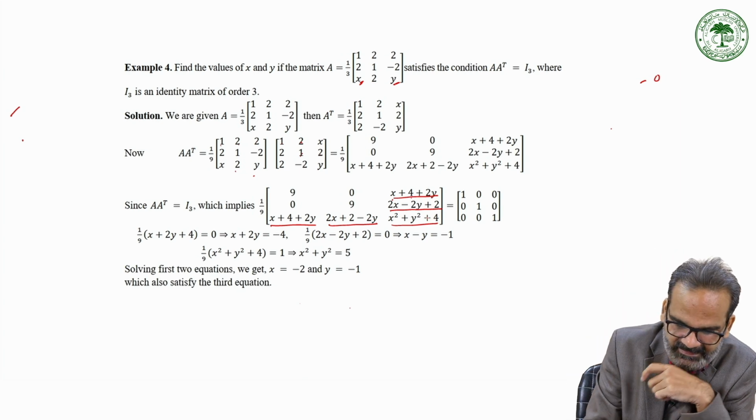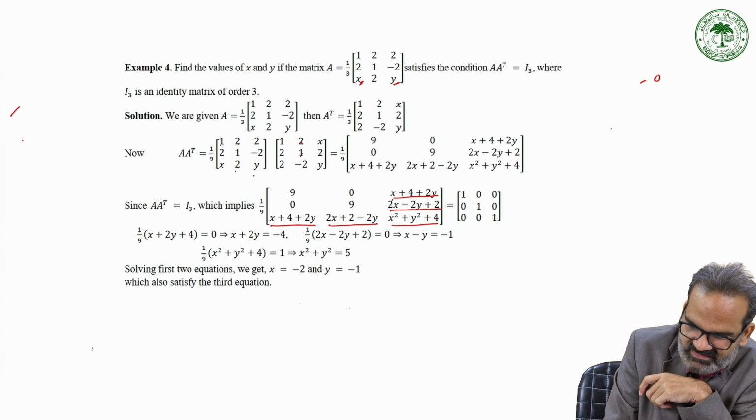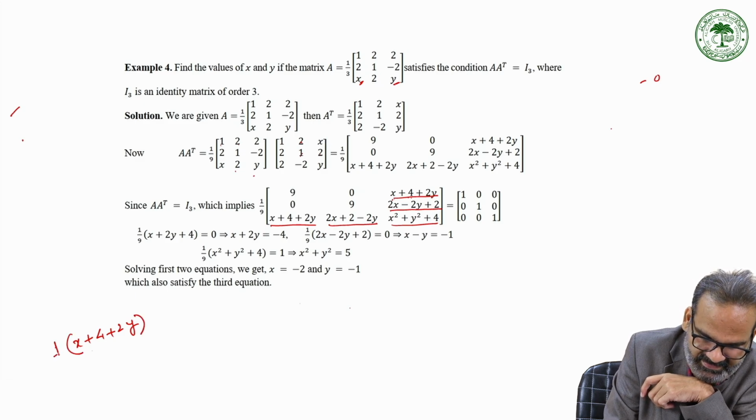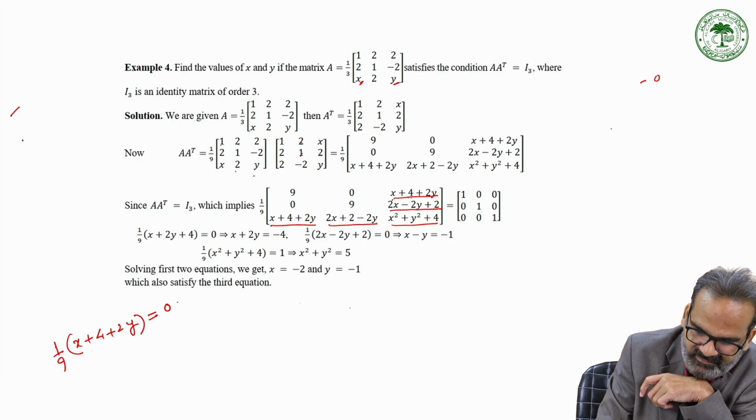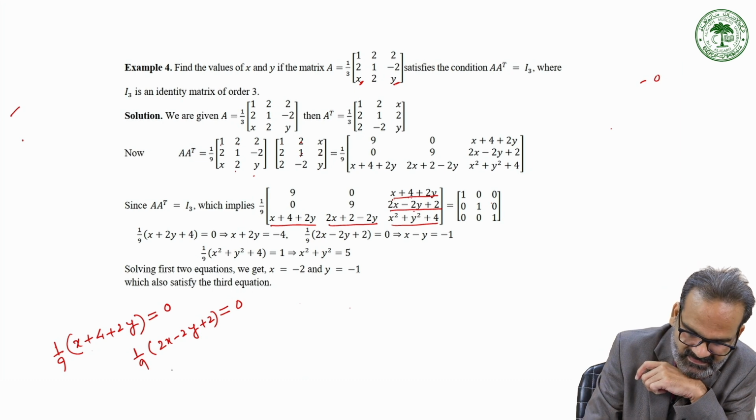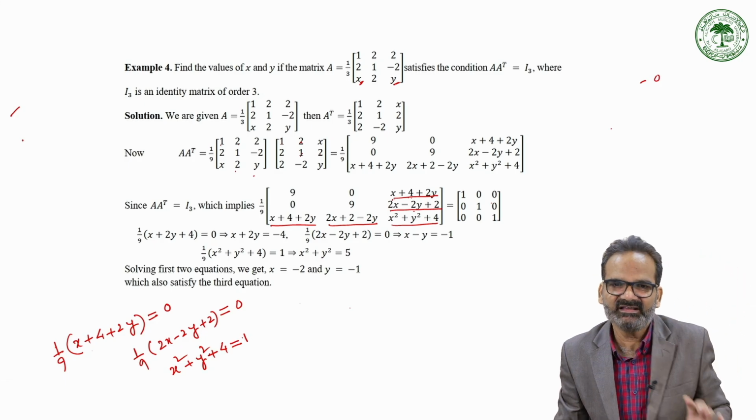So what does it mean? It simply means the first equation is: 1 upon 9 times x plus 4 plus 2y is equal to 0. This is equation number 1. Equation number 2 is 1 upon 9 times twice x minus 2y plus 2, this is also equal to 0. And third is x square plus y square plus 4, this is equal to 1. So these are the three equations we obtain.